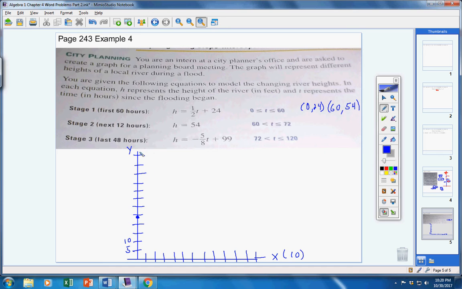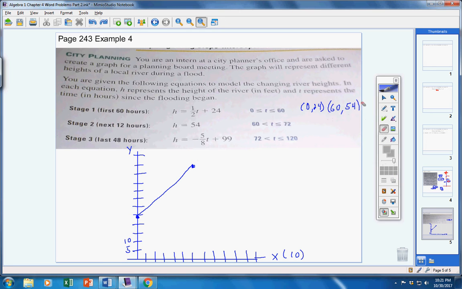So here's 60, so I have 54. Here's 54 right here, and then go over to 60 about right here. So there we go, we simply draw a line like this. Do not put arrows. Remember, it's a word problem, so we just go from 0 to 60.